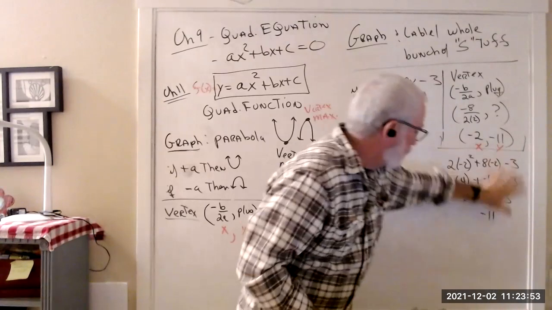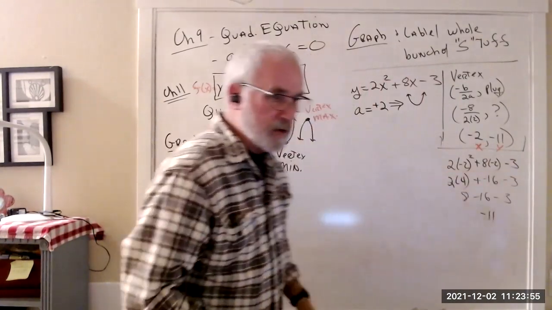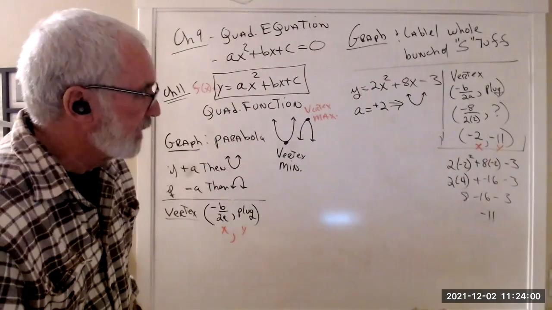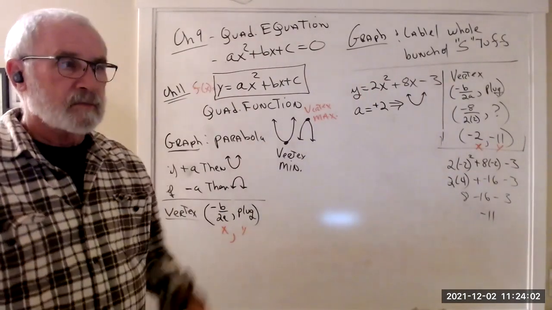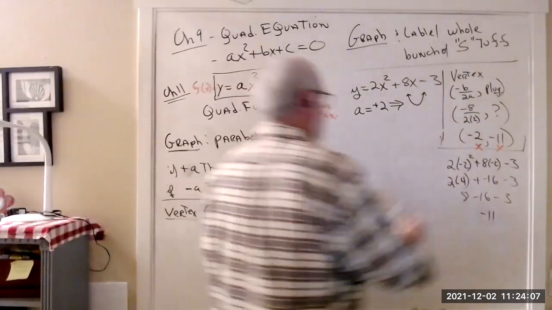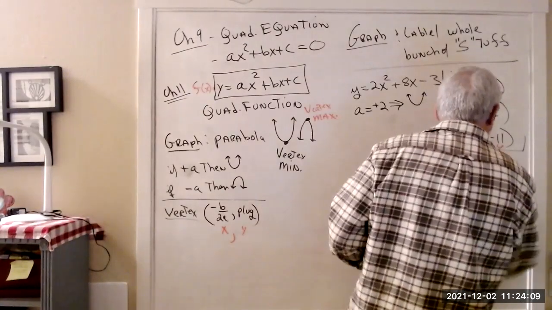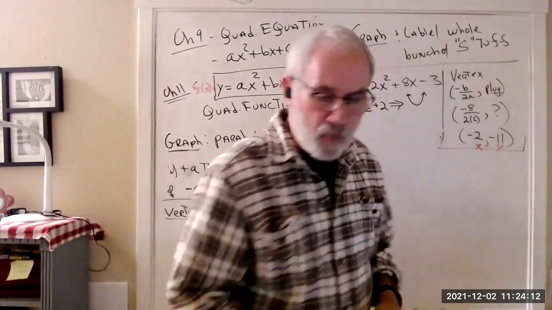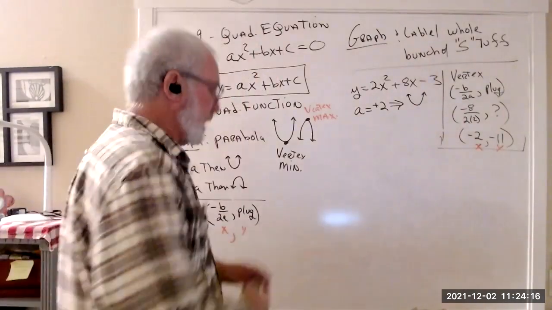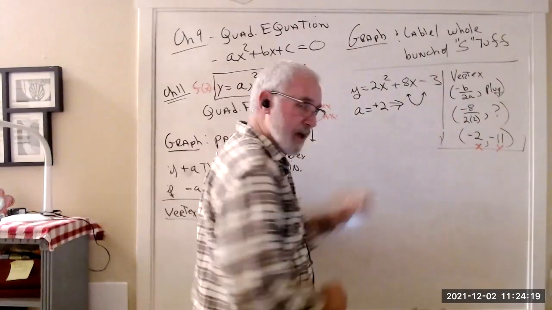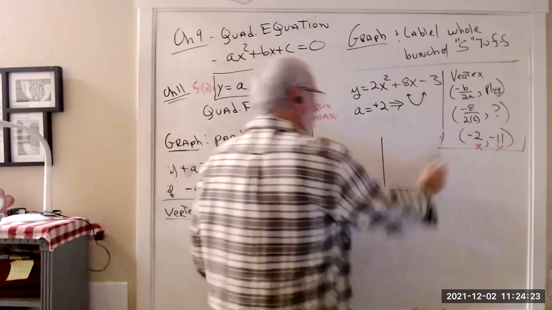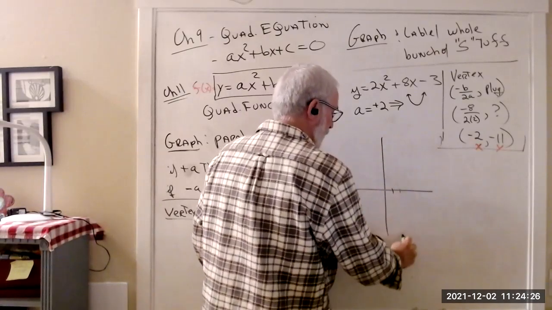Okay, I want to erase this work here. Is that okay with everybody? Do you understand where I got the negative 2 from and where I got the negative 11 from? Now, we can do a pretty reasonable sketch right now. It's going to get kind of messy, so hang with me here. Negative 2, negative 11.